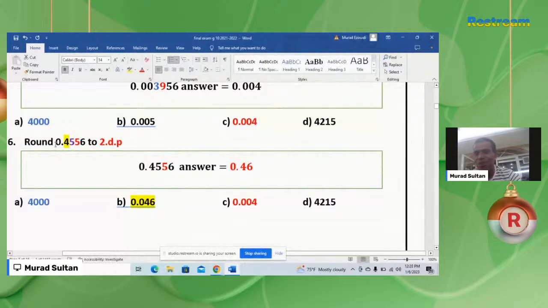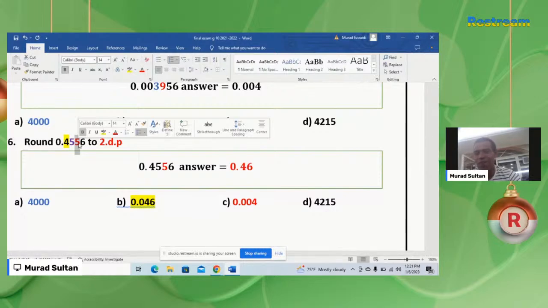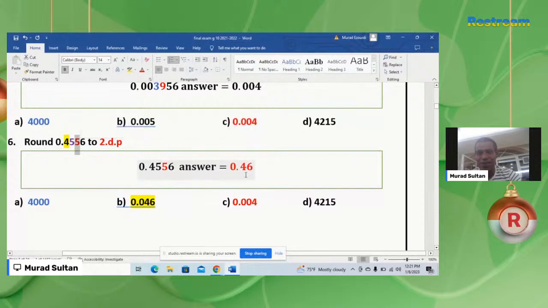You are going to round 0.4556 to two decimal places. The first decimal place here is 4. The second decimal place is 5. The third is 5. So we should work with this one, which is the third. It is 5, which is more than or equal to 5, so you should add 1 to 5. It will be 6. And no need to add the other digits. So that gives 0.46. Okay. So here you can see this is the correct answer.